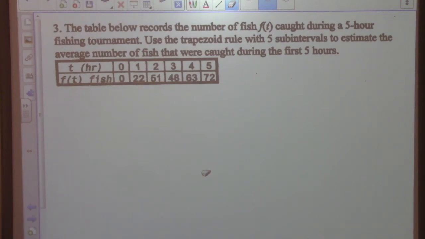Next we have the number of fish caught during 5 hours. Use a trapezoid rule of 5 to estimate the average number of fish that were caught during the first 5 hours. And that's going to bring up a point. I want you to figure that out. And there's a point I want to make off this in ending class today.